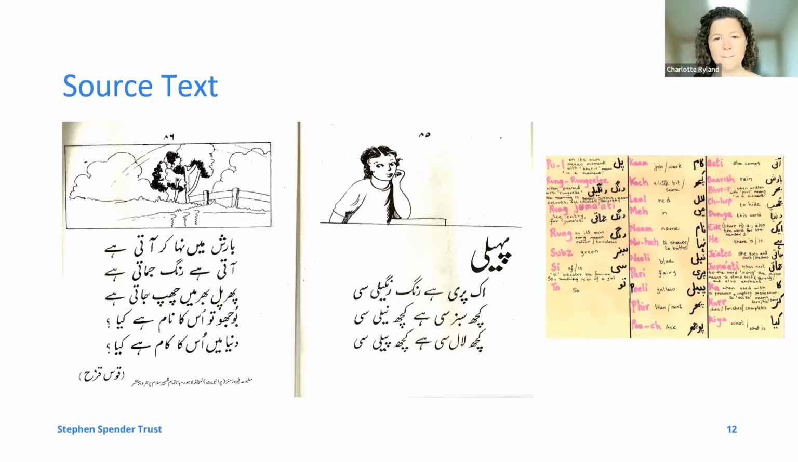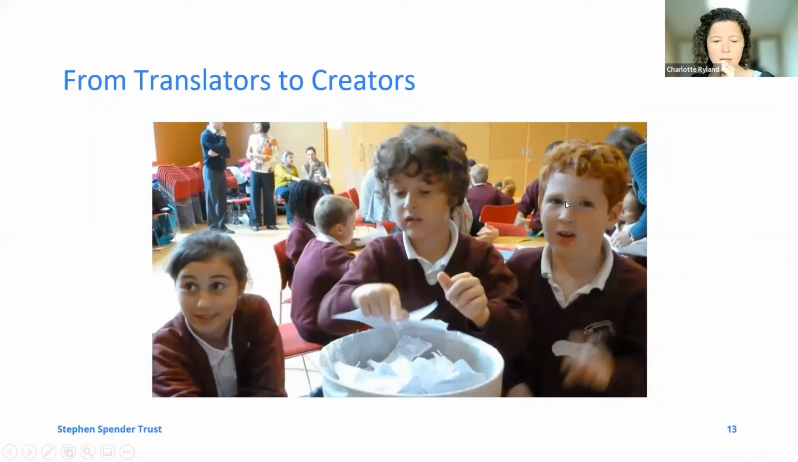It's not always as pretty as this one, but it means that the young people can do an effective matching activity, and what they'll end up with then is a very clunky word-for-word translation of the poem. At that point, we've got here a picture of them moving from translators to creators, or perhaps from literal translators to creative translators.